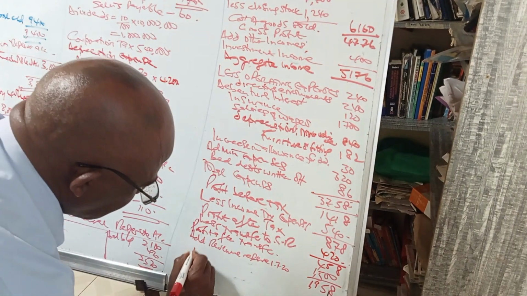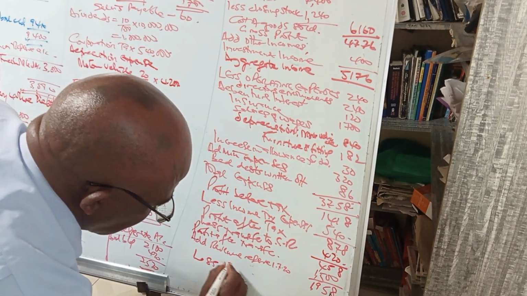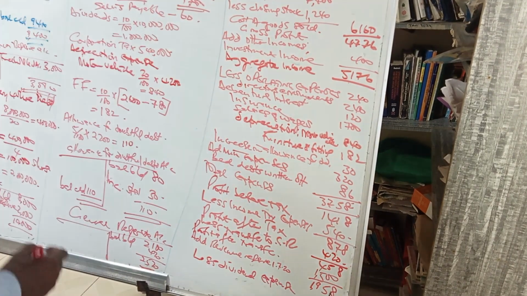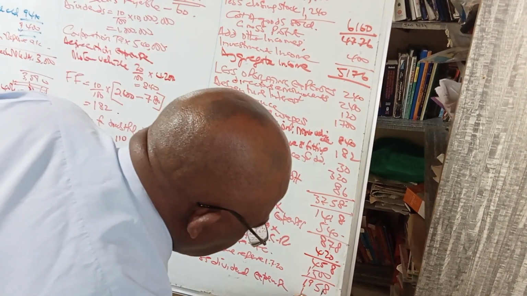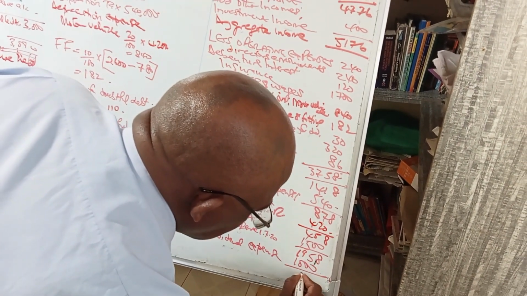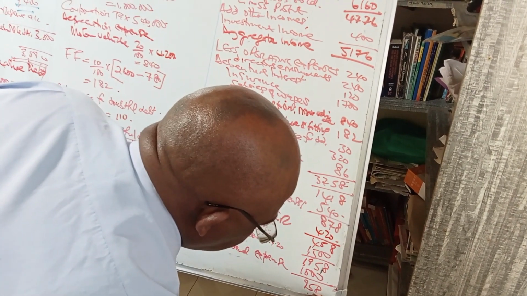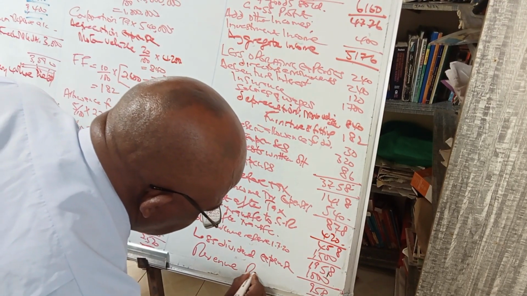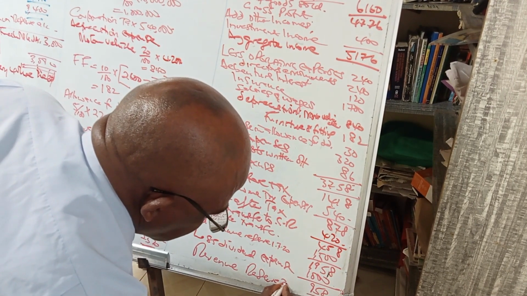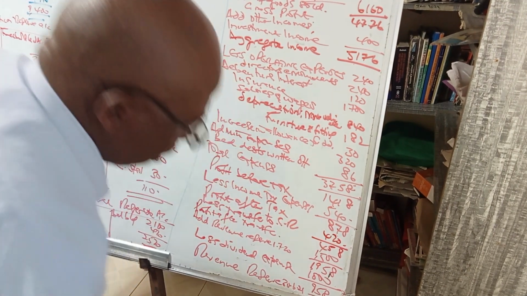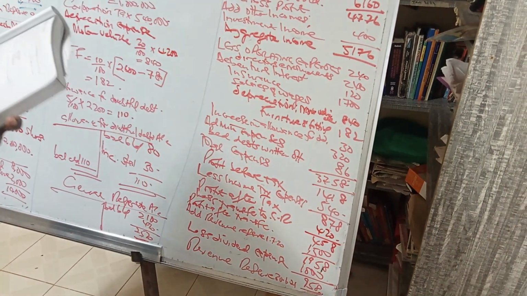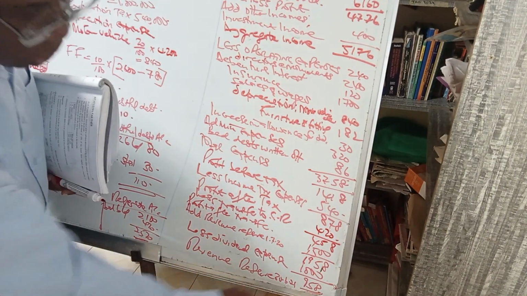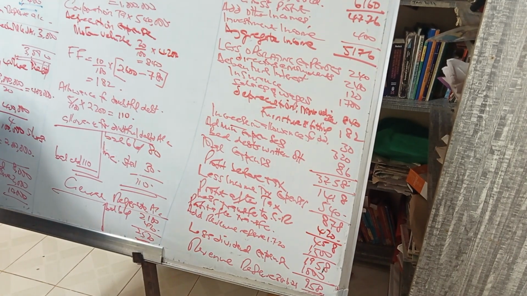Less dividend expense amounting to 1,000, and therefore our retained profit for the year, or revenue reserve, 30th of June 21. That is our revenue reserve, 30th of June 21. So that is the close. This is what we will take to the balance sheet.